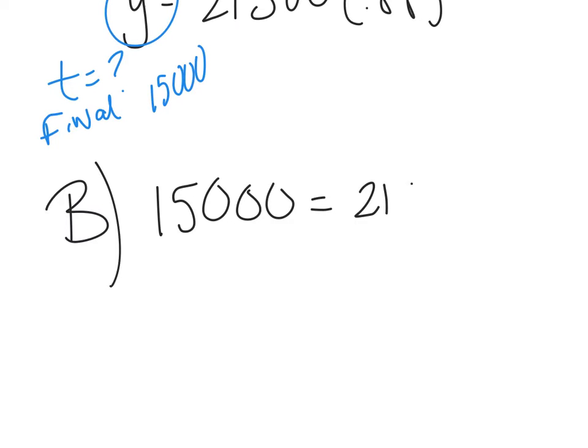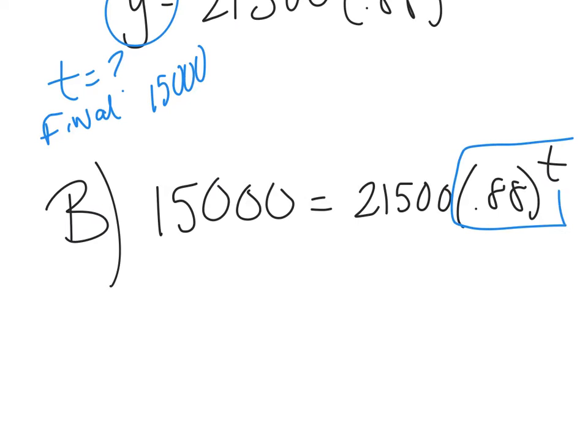So I've got my 21,500. That's my 0.88 to the t. Okay, so now here's what I always say to myself. Who is the t sitting on? The 0.88. I kind of box it in for myself. I've got to move everybody to the other side. So I'm first going to divide both sides by that 21,500.